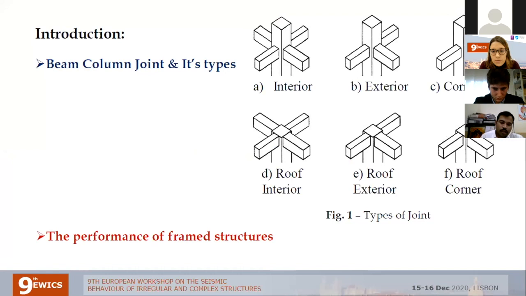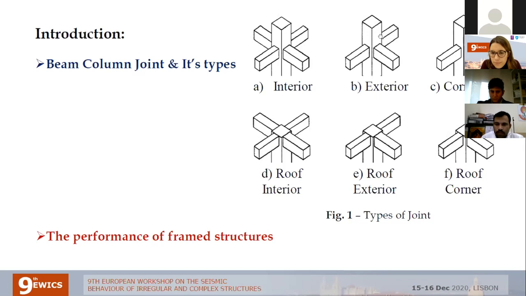To investigate the beam column joint in this study, a six-storied irregular RC building in seismic zone 3 in India was analyzed, and one exterior beam column joint at an intermediate story is considered. In the given figure, we can see the types of joints: this one is the interior, this one is the corner. Here it is a roof interior, roof exterior, and roof corner. So we are discussing this exterior joint.